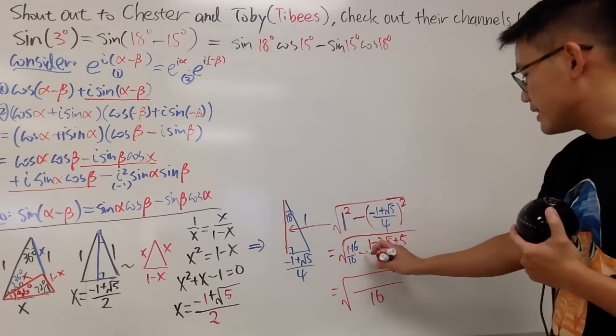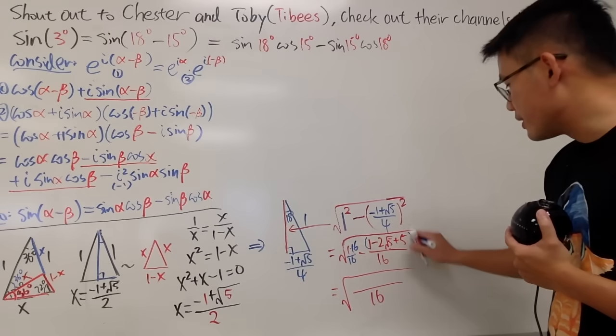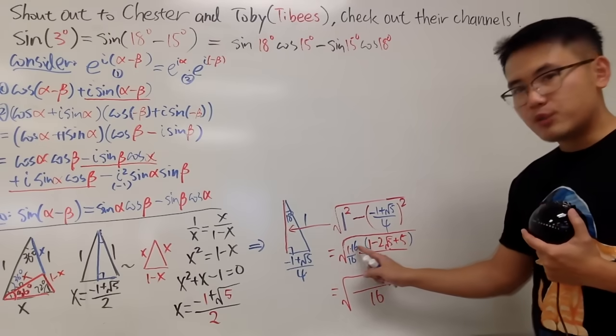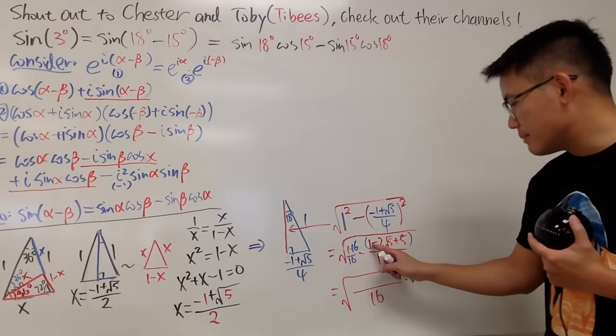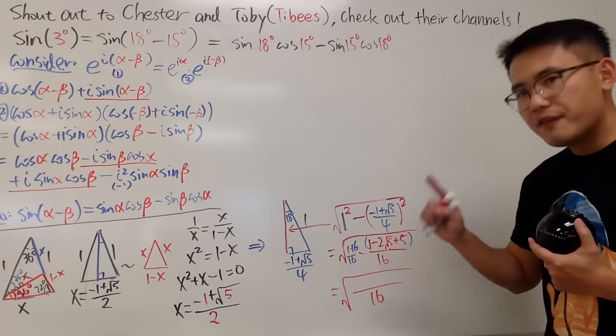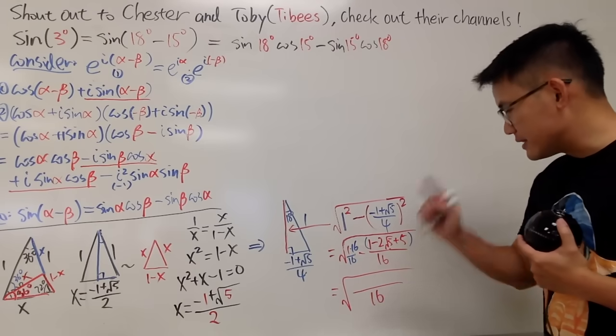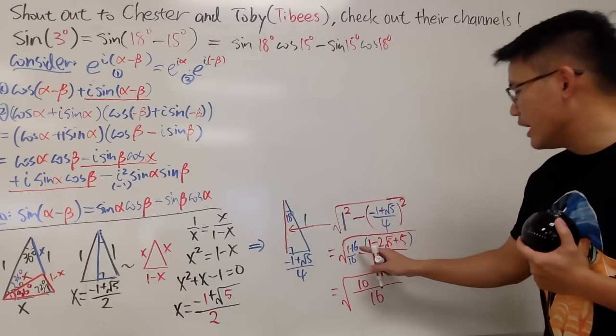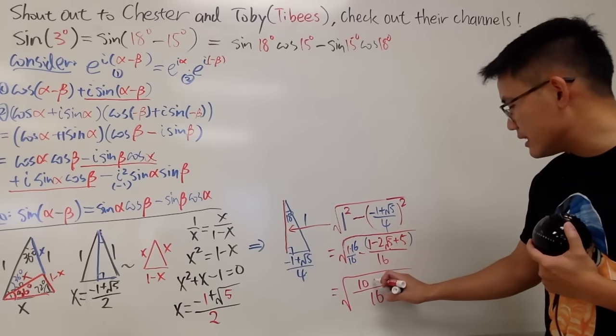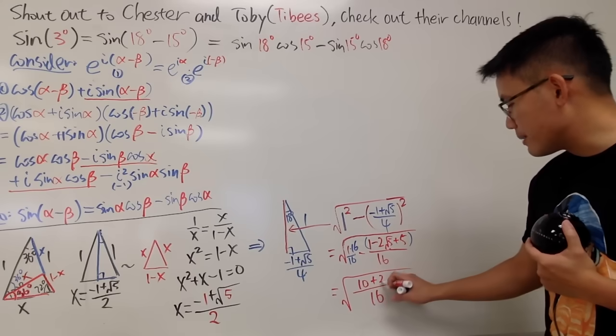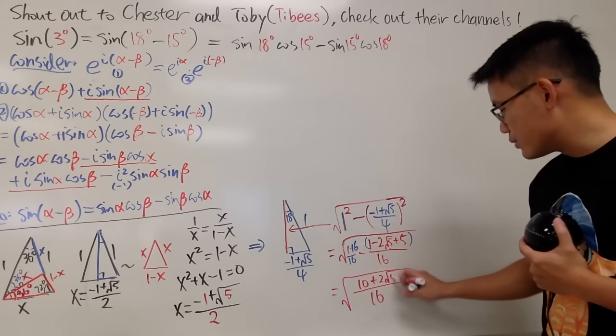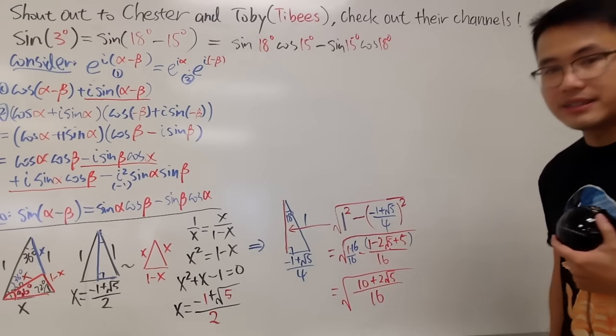On the top, we have 16 minus, be sure we have a parentheses. Now, this is 1 times 16, which is 16. 16 minus 1 is 15. 15 minus 5 is 10. So we have a 10 right here. And then, of course, minus times a minus is a plus. So we have a plus 2 square root of 5, like this.